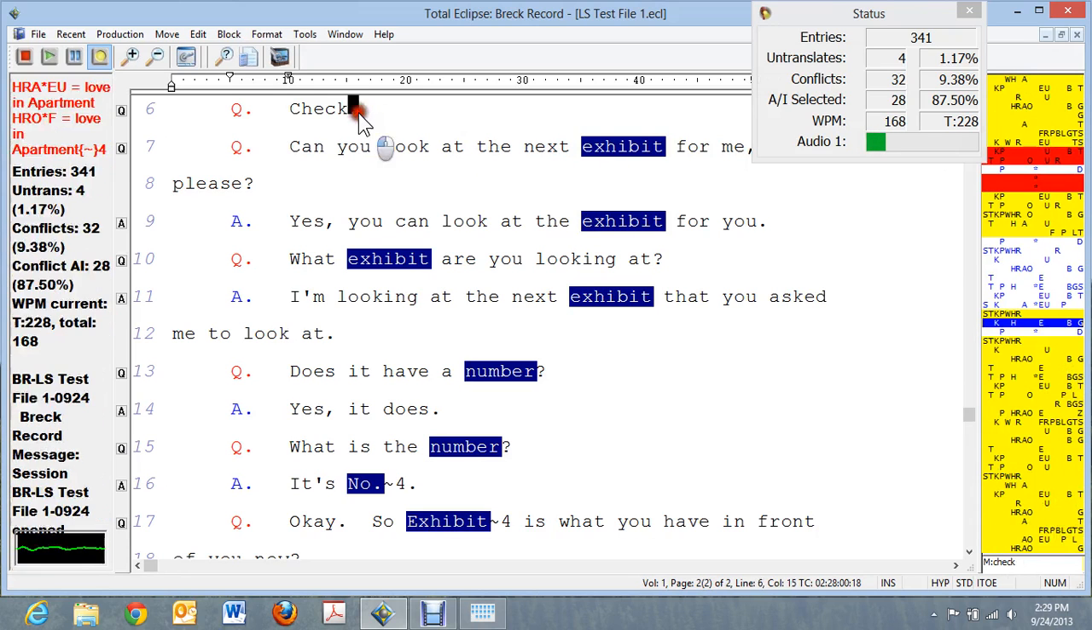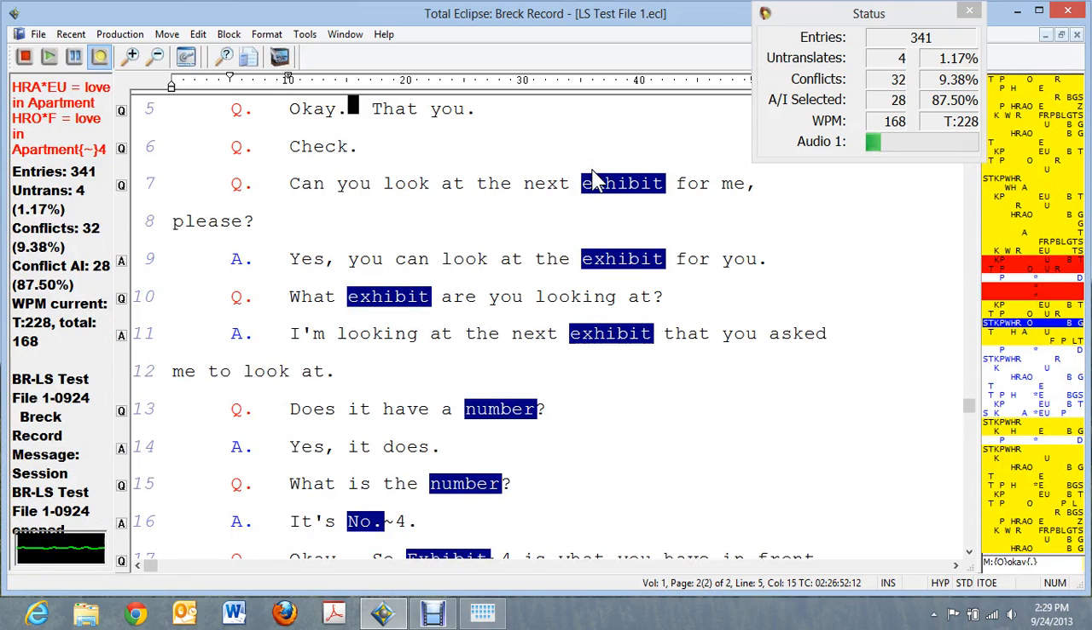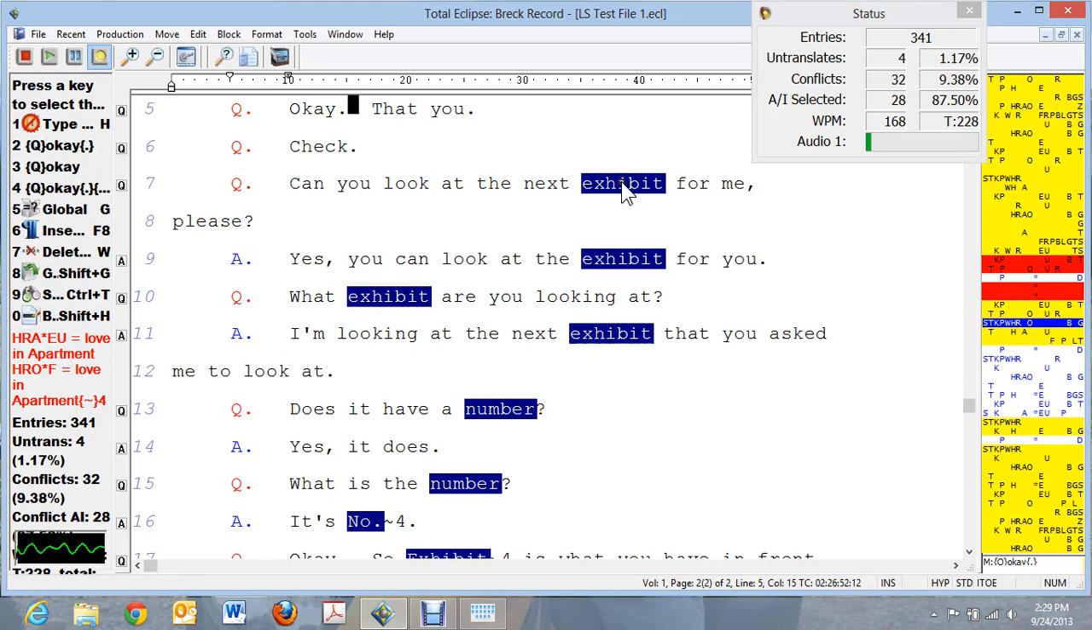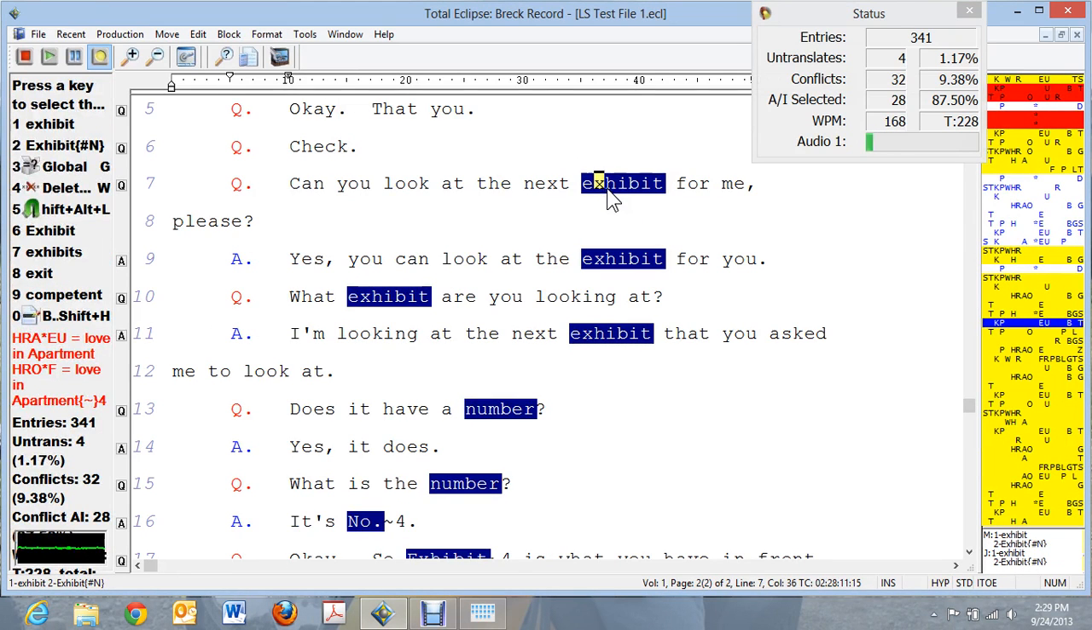Can you look at the next exhibit for me? And you see it's in blue, and to me that is a conflict with exhibit and then uppercase exhibit with a number trigger after it. In this case there was no number following the word exhibit, so it put it in lowercase.